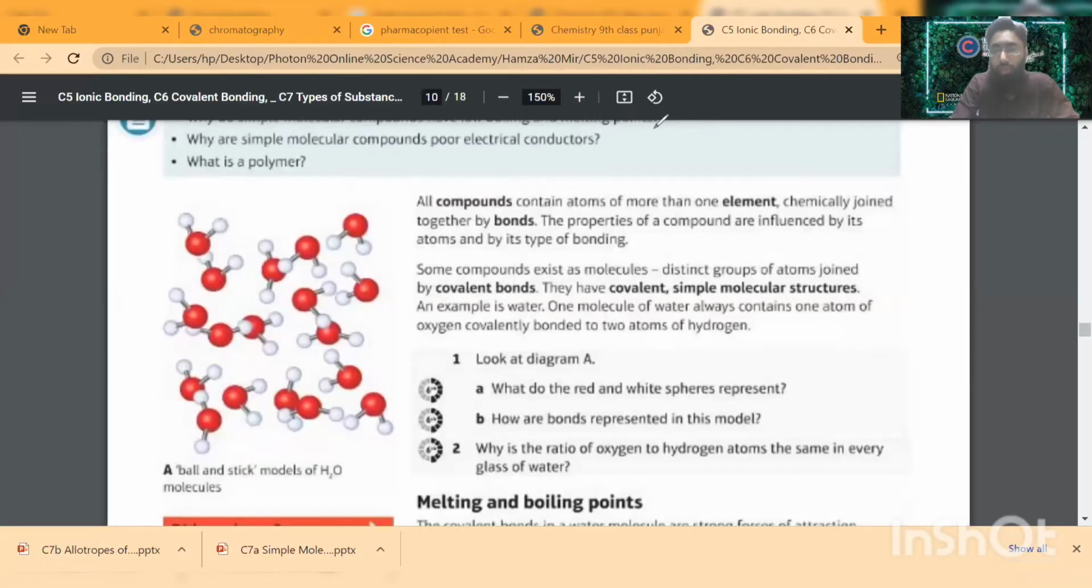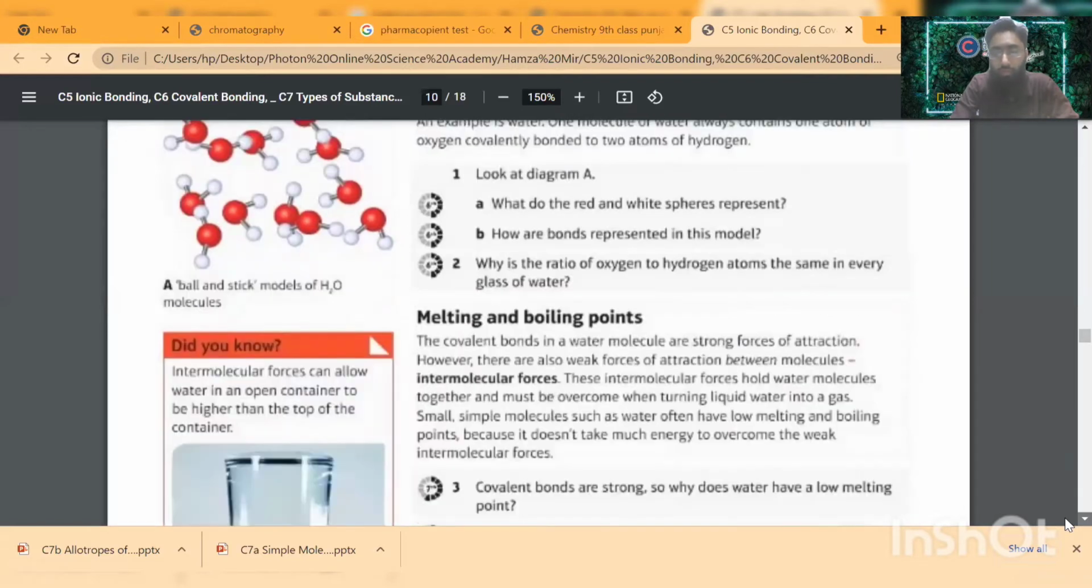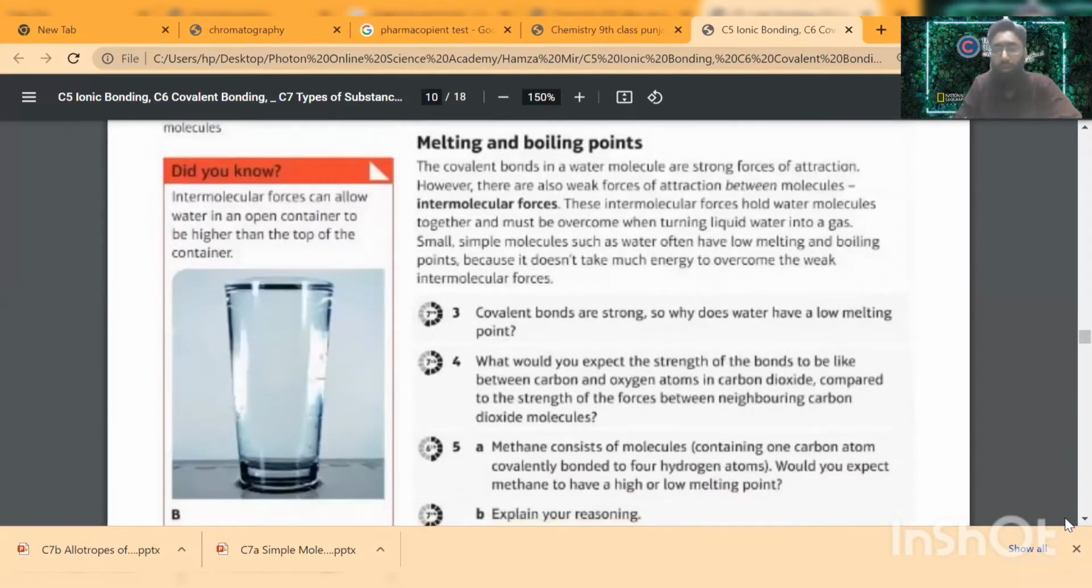So now the next topic is melting and boiling point. We already know what melting point is and what boiling point is. The covalent bonds in a water molecule are a strong force of attraction. However, there is also a weak force of attraction between molecules.